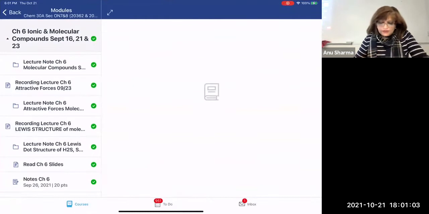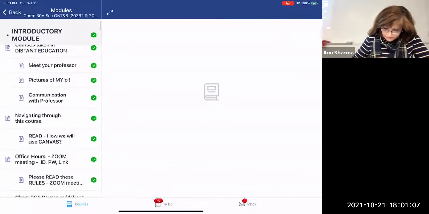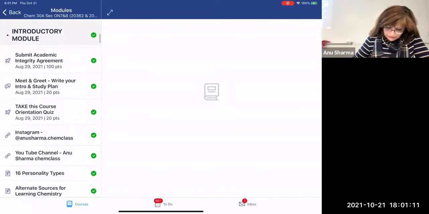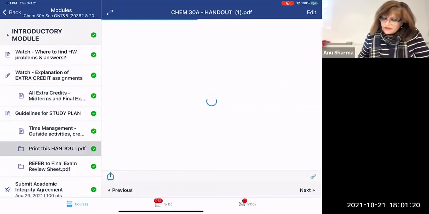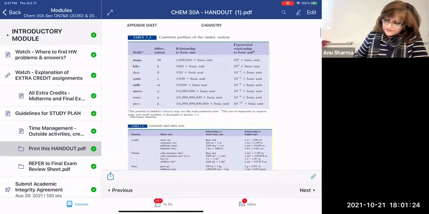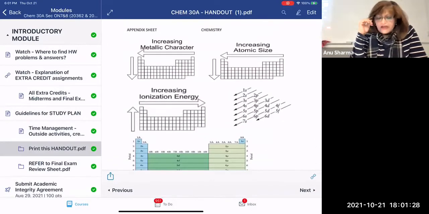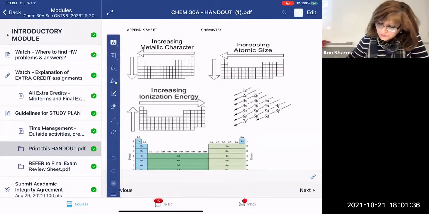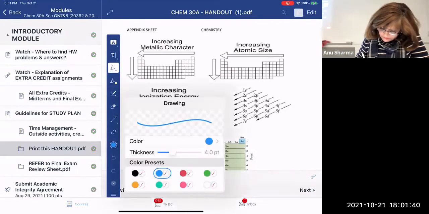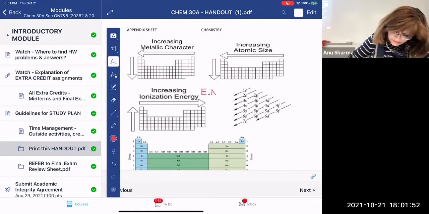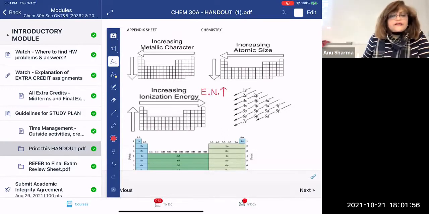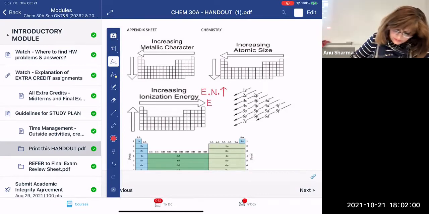Okay, let's do a little review from your handout. How do you know which one is more electronegative and which one is less electronegative? In general, these are the trends in the periodic table. You see ionization energy, which relates to electron affinity, and this also relates to electronegativity. Make a note that the electronegativity increases as you go from left to right in the periodic table, and the electron affinity also increases.